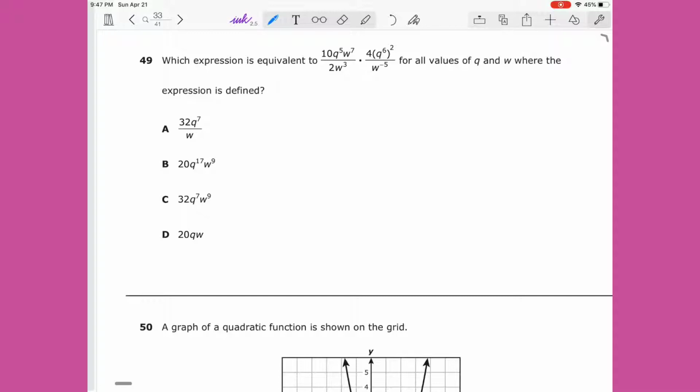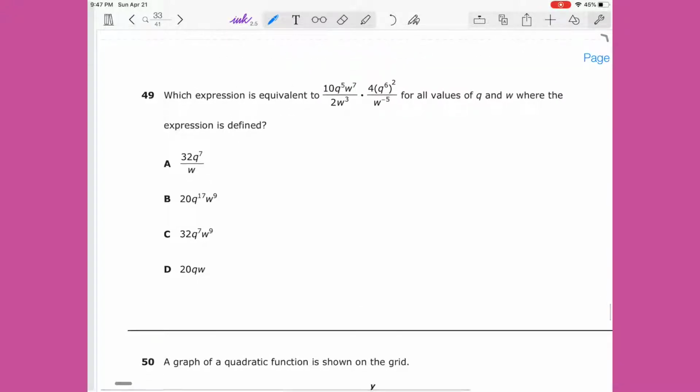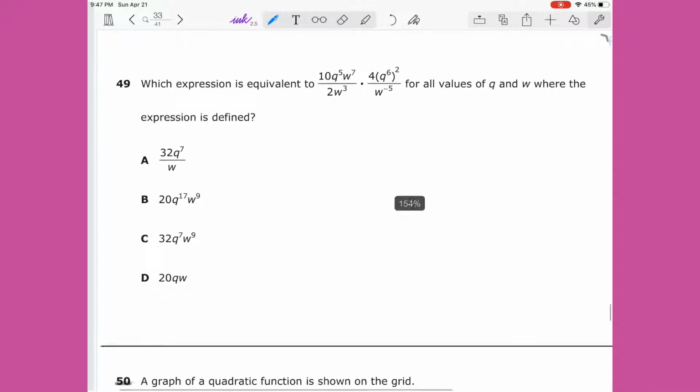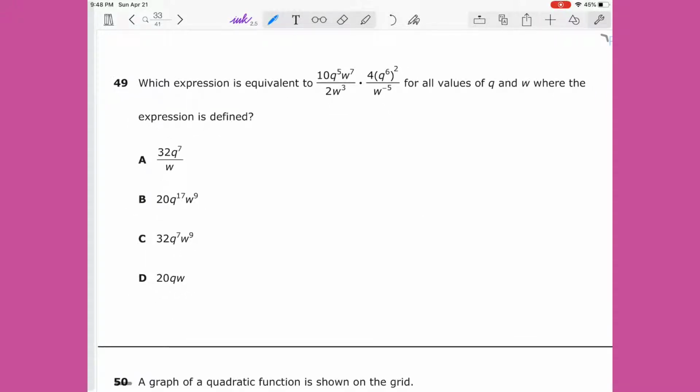And I'm going to do number 49 in the next video. Okay, so number 49 is not that difficult. It's just we got a lot going on here. So we've got this expression and we want to simplify it, basically. I'm going to go ahead and look at my left expression first. All right, so I've got 10 and 2. I know that 2 goes into 10 5 times.